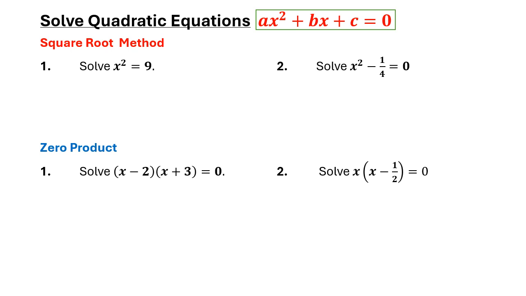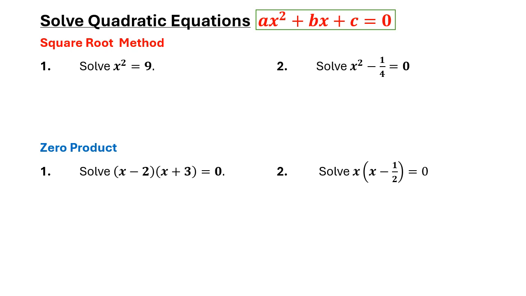The first problem here has x squared equal to 9, and the method that's suitable for solving a problem like this is the square root method. On the second problem, we have to solve x squared minus 1/4 is equal to 0, and the square root method will also be best for a problem like this one. We also have the zero product method, the factoring method, which we're going to see on the next slide, and the quadratic formula method. All right, let's start with solving problems like this one.